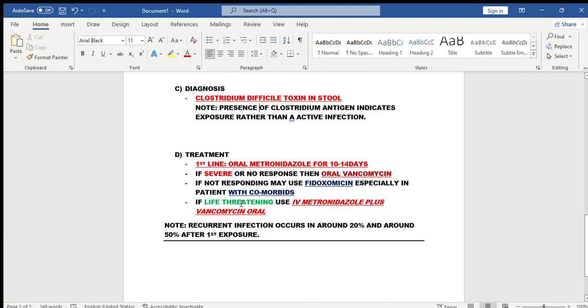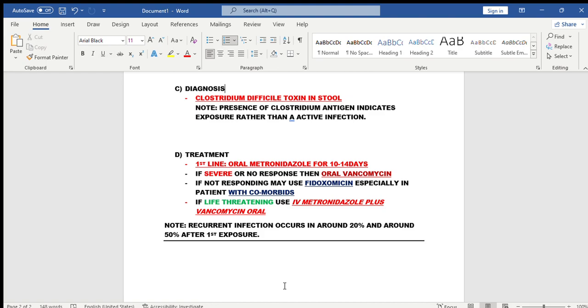And if it is a life-threatening infection, like I said, where the TLC counts are off the charts, features of toxic megacolon, hypotension, tachycardia, start the patient on IV metronidazole and add oral vancomycin along with it. And you need to know something. Once an infection occurs, the chance of reinfection is around 20% in the patients, and that increases to up to 50% after the first recurrence. So the more recurrent infections, the higher the chance of getting hit with another infection.